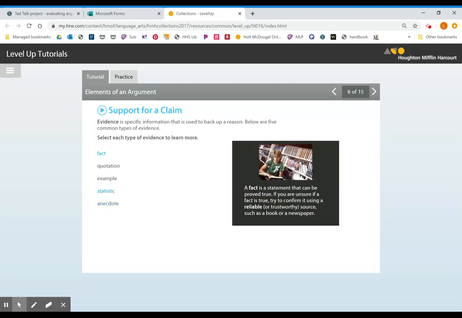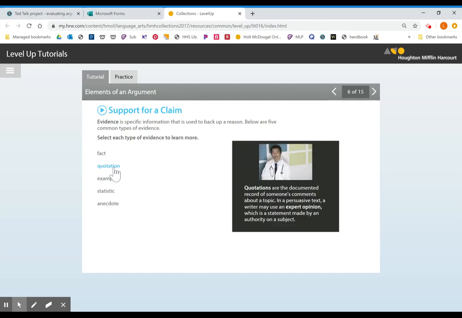And a fact is a statement that can be proved true. If you're unsure if a fact is true, try to confirm it using a reliable or trustworthy source, such as a book or a newspaper. So something that is absolutely true and has been proven true by reputable sources.